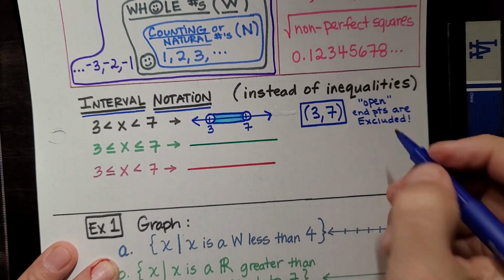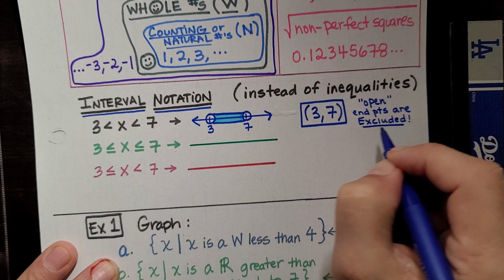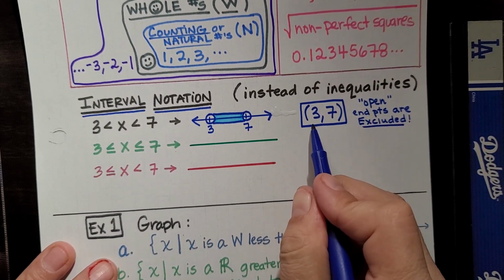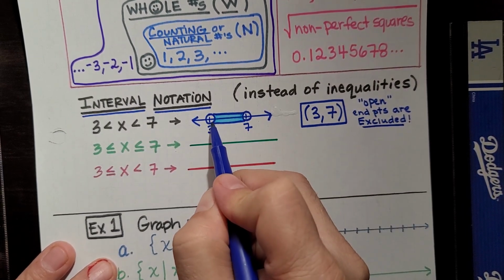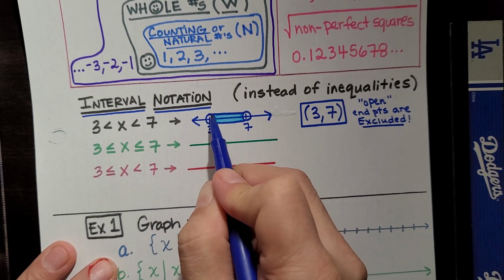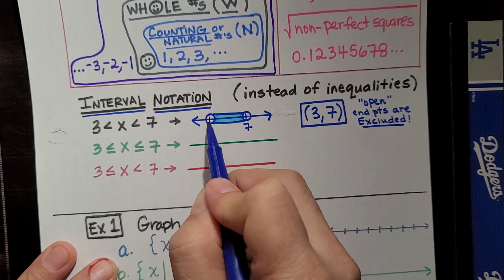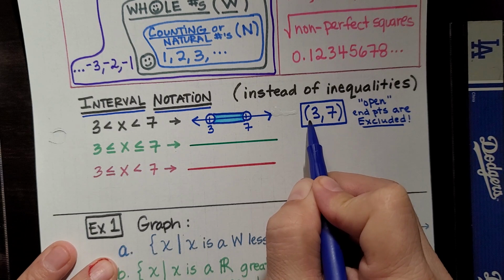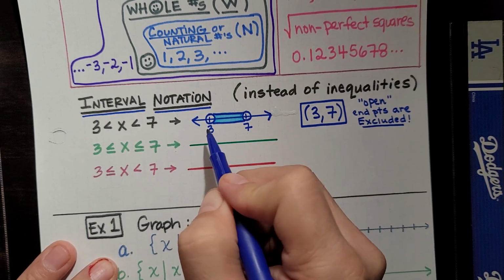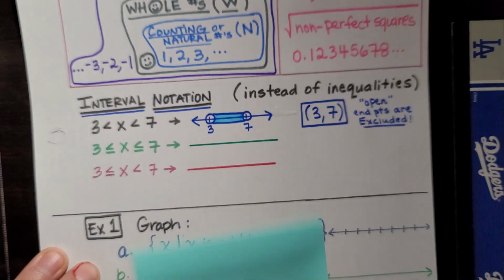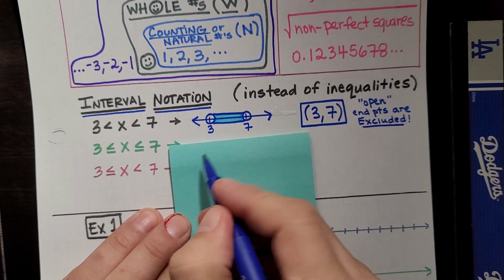Fancy word for not included. Now, I said the book does it a little bit differently, at least their graphs, if they ask you to graph it. They don't use open or closed circles at the endpoints. They actually use this symbol here. So they would use a parentheses here. Let me just show you how the book would write it. And you can pick whichever way you want to do it.